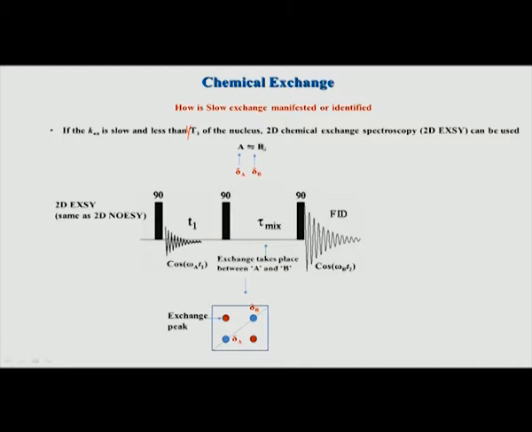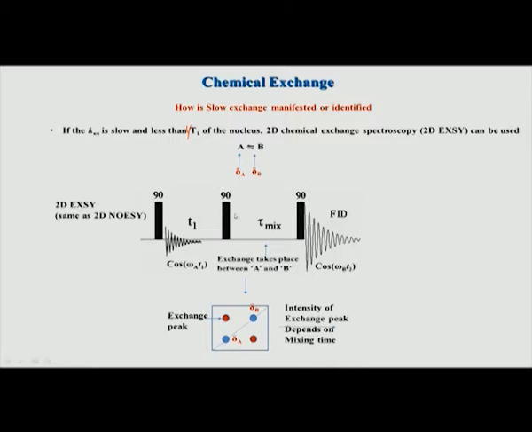Similarly, whatever was B population is getting converted to A, but there is an equilibrium. Therefore, you expect to see intensity from both sides, A getting converted to B and B getting converted to A. So this is how the exchange peak will look, and now remember it is an exchange during this mixing time, this is called mixing time.